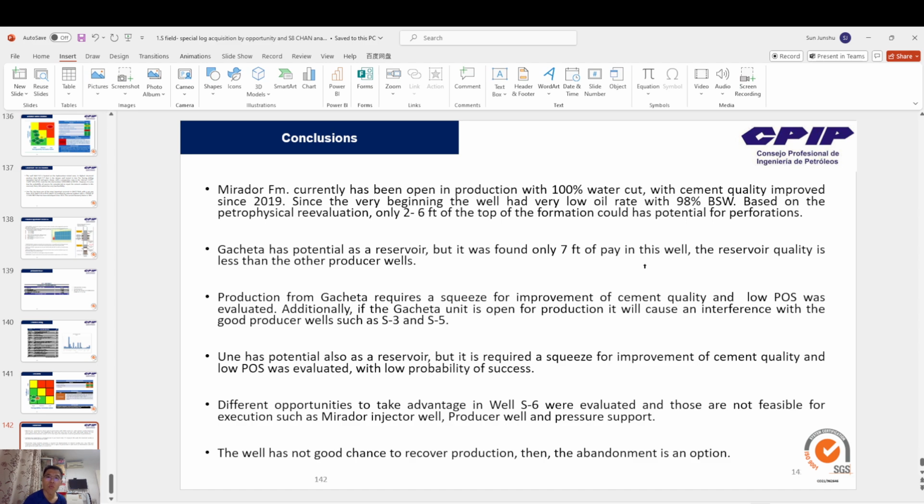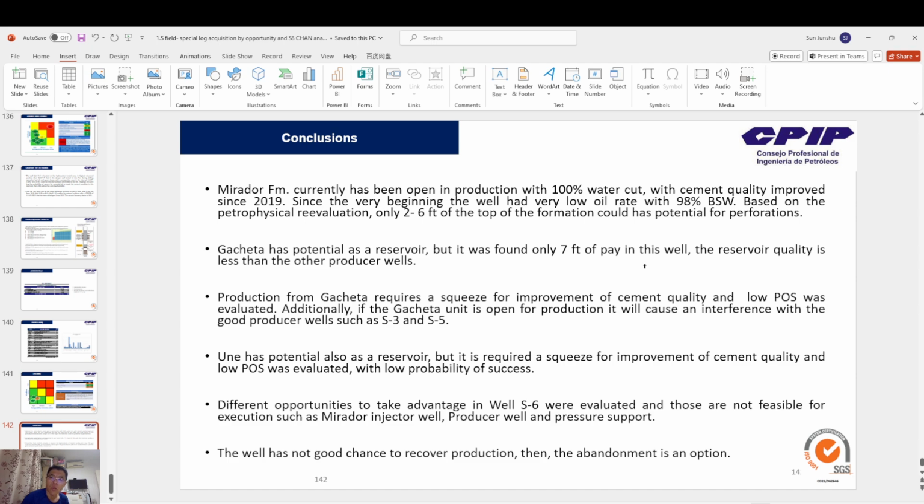Gajita has potential as reservoir, but it will find only 7 feet of pay in this well. The reservoir quality is less than the other producer wells. Production from Gajita requires a squeeze for improvement of cement quality, and low possibility of success was evaluated. Additionally, if the Gajita unit is open for production, it will cause an interference with the good producer wells, such as S3 and S5.